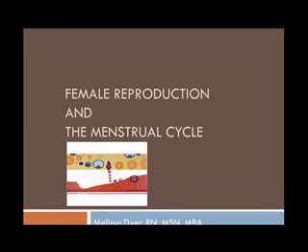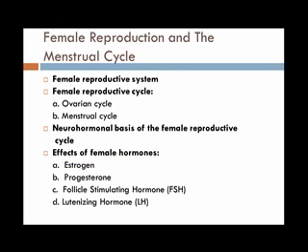In this module, we'll be discussing female reproduction and the menstrual cycle. For most of you, this will be a review since you've had this in anatomy and physiology. In the discussion about the female reproductive system and the menstrual cycle, we'll be briefly reviewing the female reproductive system. We'll be considering the female reproductive cycles, including the ovarian cycle and the menstrual cycle.